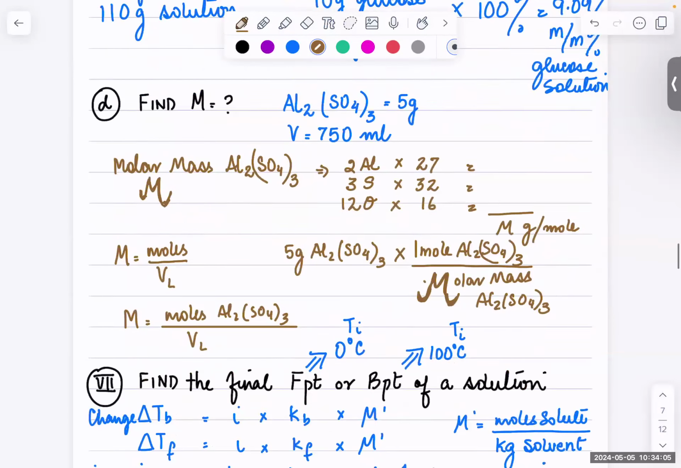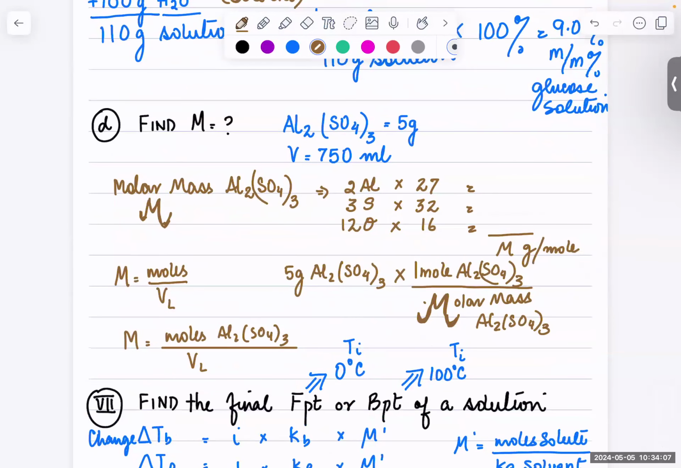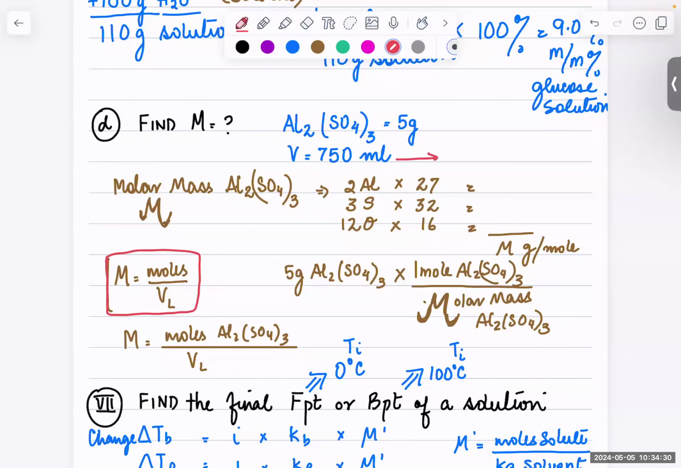Okay. Next is find the molarity. So you will be given some ionic compound or some covalent compound, right? Some grams of it will be given, volume will be given, and you will be asked to find the molarity. So we know the formula. Always write the formula. Molarity is moles over volume in liters, okay? We are given 750 milliliters. We need to convert that into liters, okay? So that's one piece we will do.